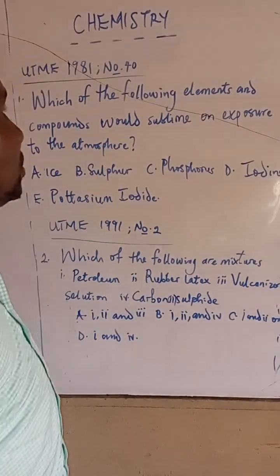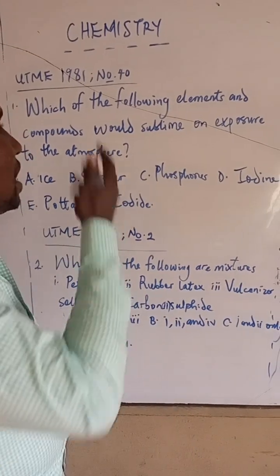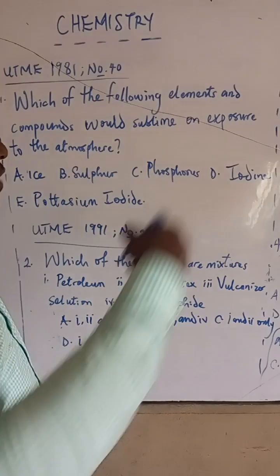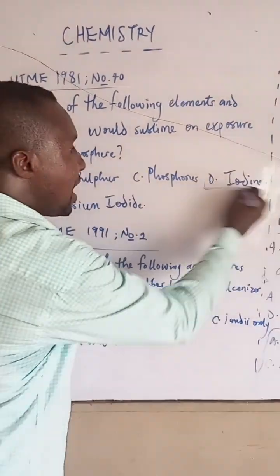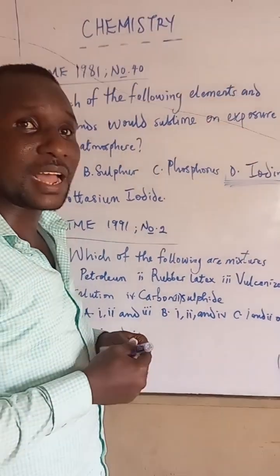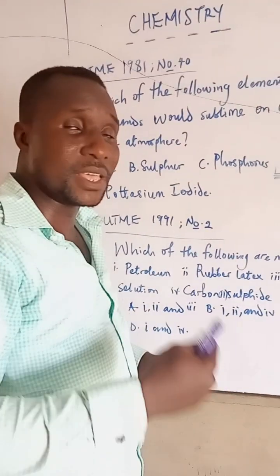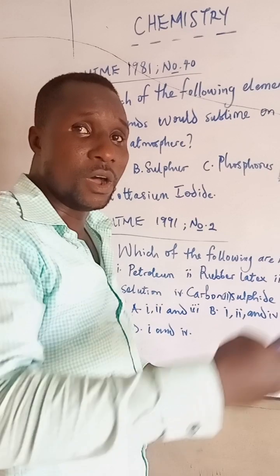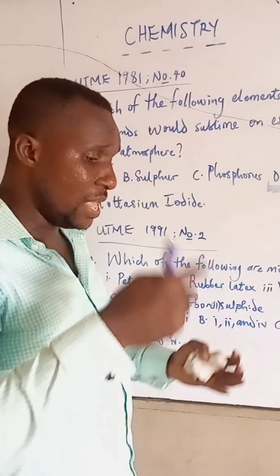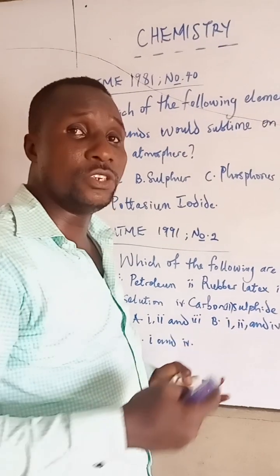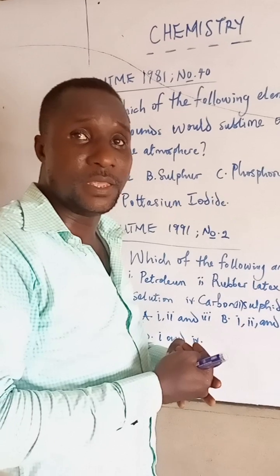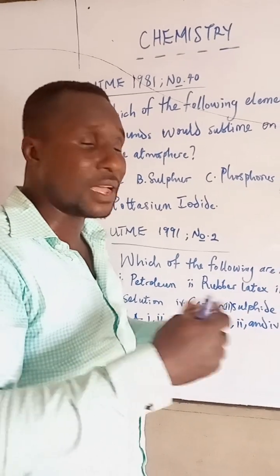And this is a question from JAM. They say which of the following can sublime on exposure to the atmosphere. The answer to that question is iodine. Iodine is an example of a substance that can sublime. It can change from solid to gas without passing through the liquid state. And other examples, I told you dry ice, I told you ammonium chloride, I told you naphthalene. Those substances can sublime.